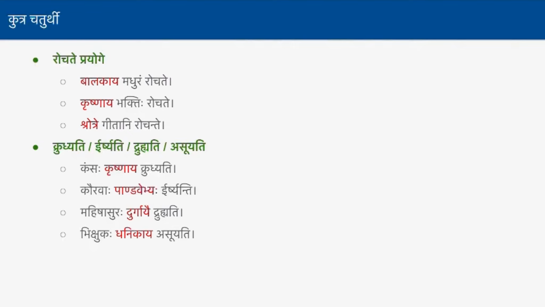Now I got your Mahishasuraha Durgayai. It should be druhyati, hates. He hates Durga. Yes. Now Duryodhanaha Arjunaya Druhyati. Is it right? Yes, he hated Arjuna. And Shakunihi Draupadyai Asuyati.